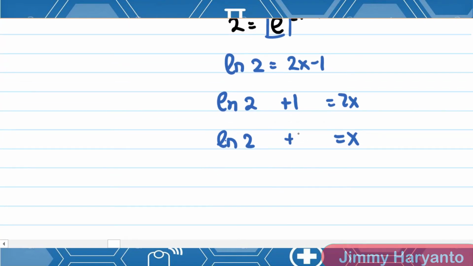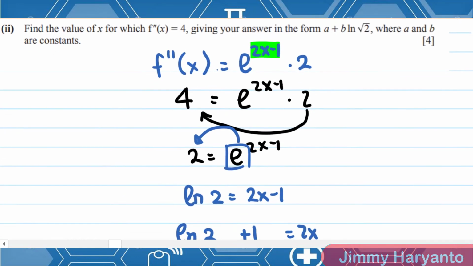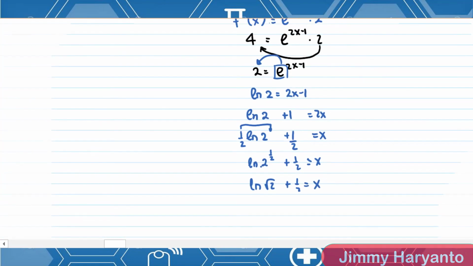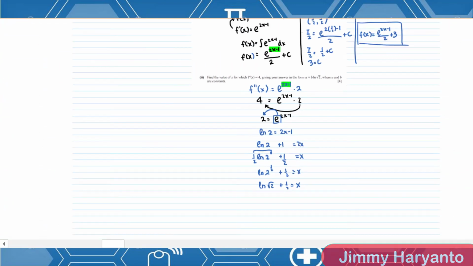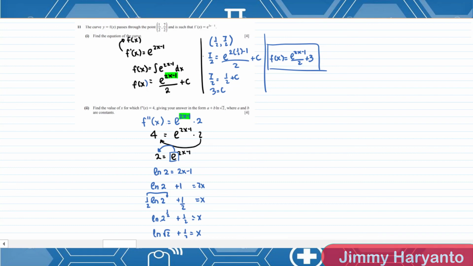I will rewrite like this. It should be like this, right? Over 2, but I want to separate them into half, and then this one also half. After that, we can provide our answer in the form of a plus b ln square root of 2. So I will move this half using the properties of logarithm. 2 to the power of half plus half equals x. After that, ln square root of 2 plus half equals x. There you go, guys. That is the value of x. Whew. We are finished, guys. This is your solution of paper 2017 1-2. Okay, thank you. Bye-bye.